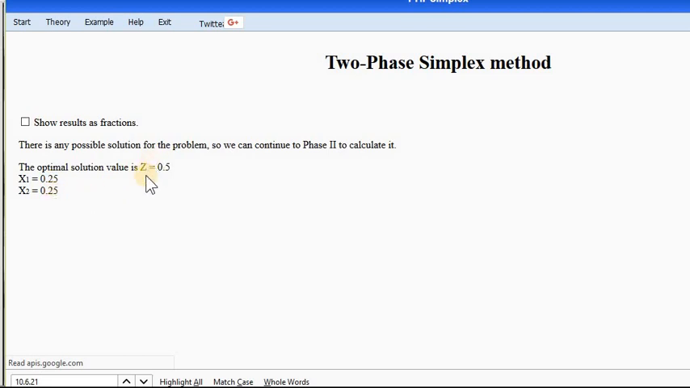So the value of the game is going to be 1 over this value, which is 2, and my optimal solution is going to be these two values divided by the z, so it's also going to be 0.25 over 0.5, which is 1/2, 0.25 over 0.5, which is 1/2. All right. So that should give you some idea how to solve these problems using an online solver. You can use another online solver if you wish.